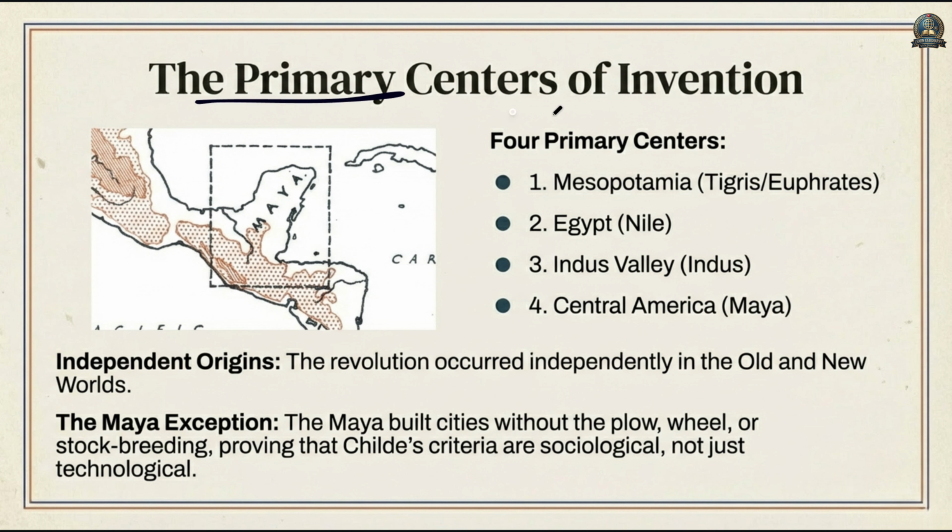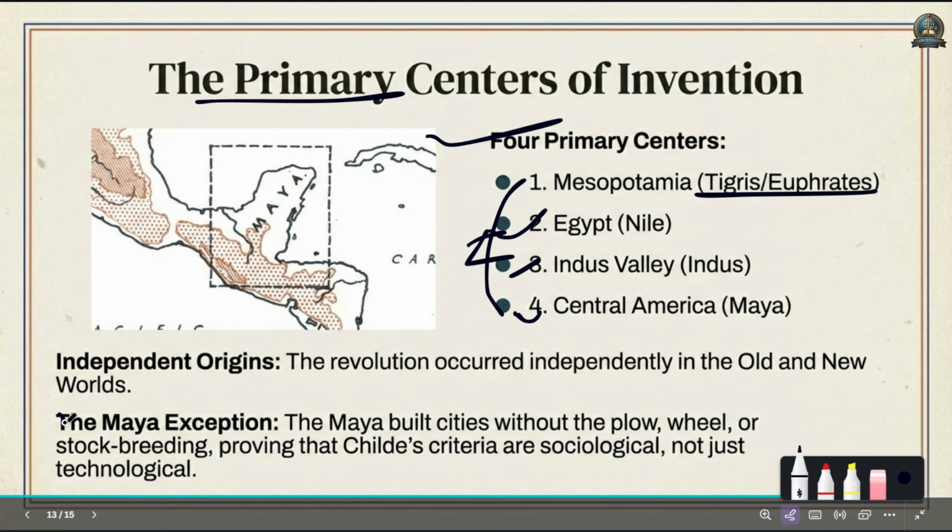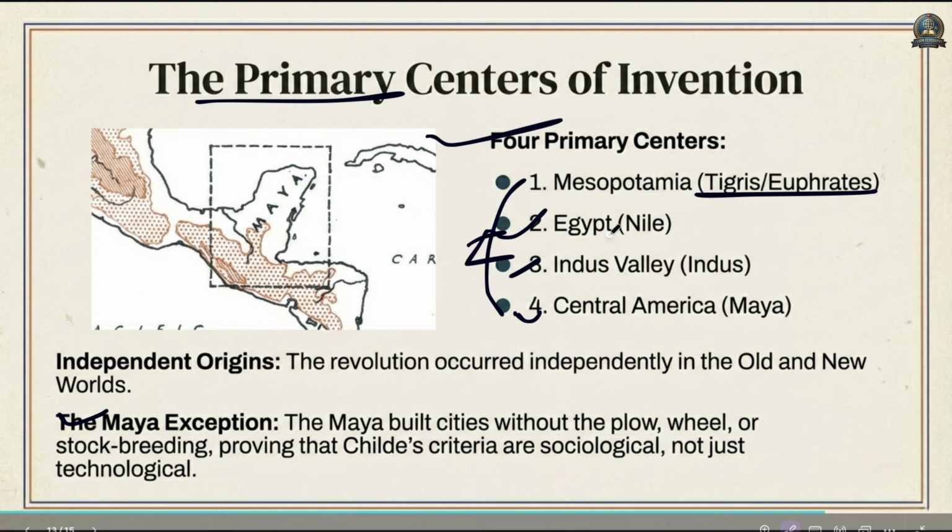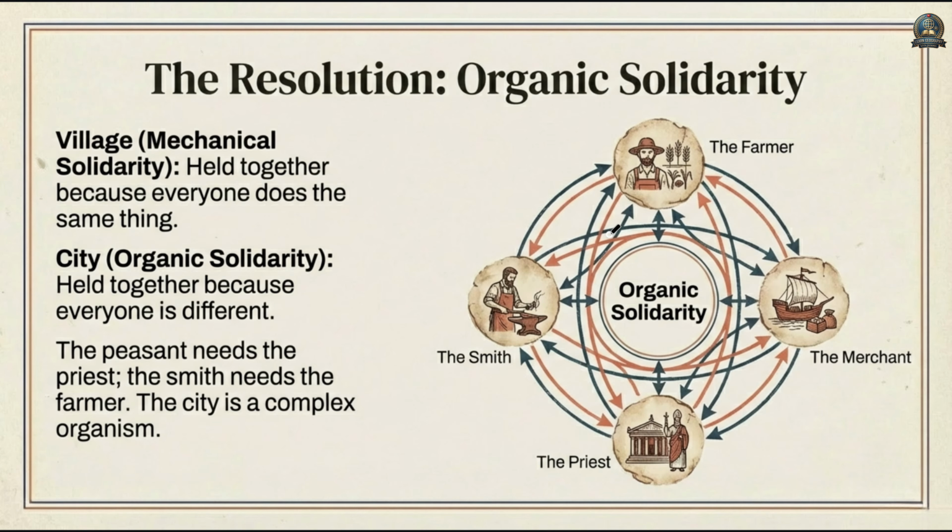The primary centers of invention, four primary centers: Mesopotamia, Tigris and Euphrates; Egypt, Nile; Indus Valley Civilization; and Central America. These are four primary centers of urban development. Independent origins: the revolution occurred independently in the Old and New Worlds. The Maya exception: the Maya built cities without the plow, wheel or stock breeding, proving that Childe's criteria are sociological, not just technological. This is one example of a limitation of Childe's urban evolution theory.